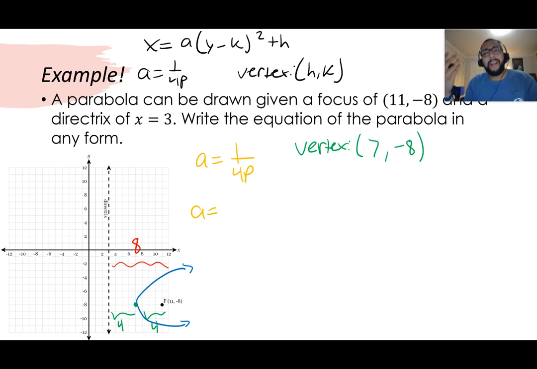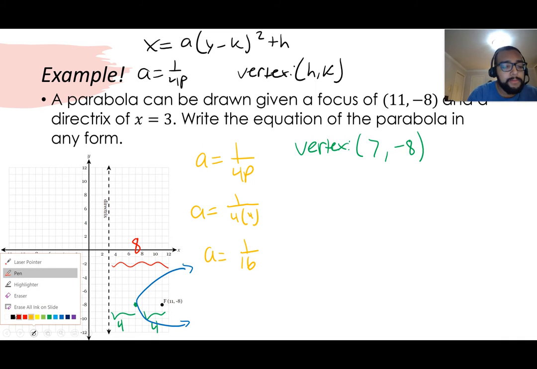Well, with our vertical parabolas, if it opened up, that meant my A was positive, and if it opened down, that meant my A was negative. Very similar for the horizontal. If it opens to the right, our parabola is going to have a positive A value. And if it opens to the left, it's going to have a negative A value. In this case, we open to the right, so our A value is positive. So my value of P is not going to change signs.